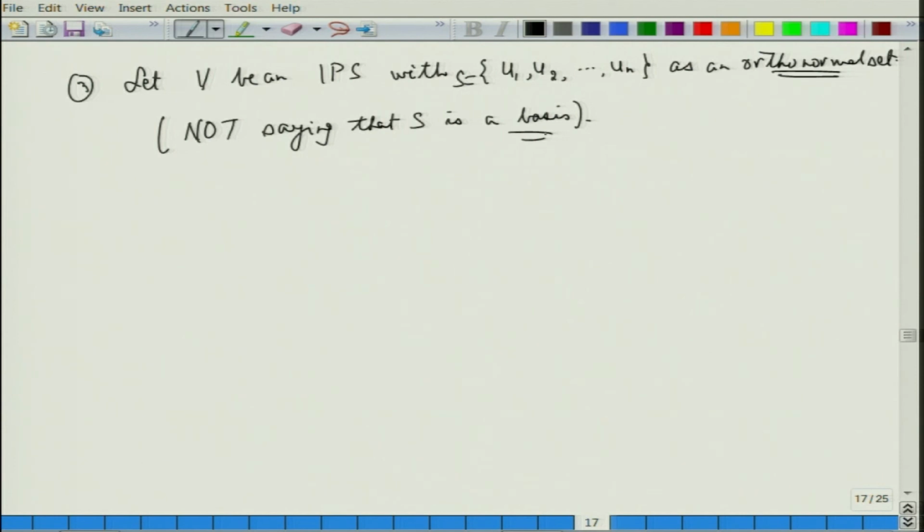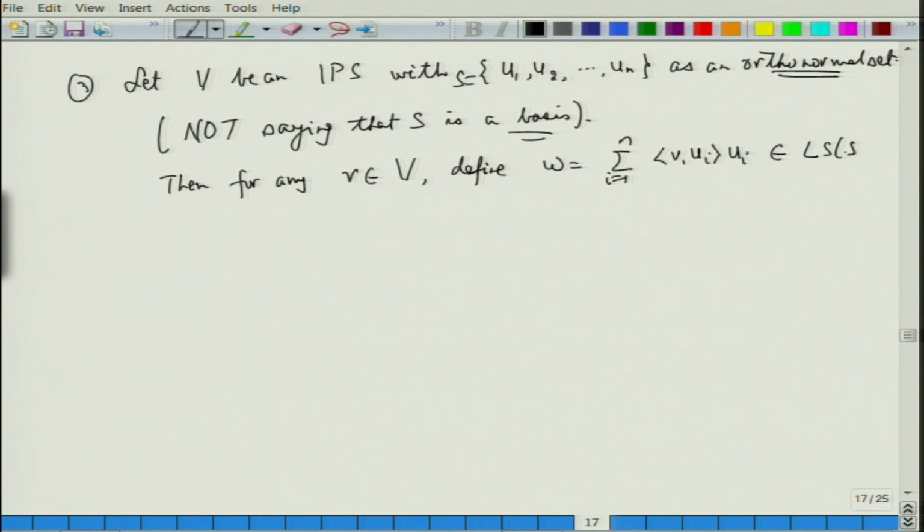Then what we are going to do is, let us look at this part. For any v belonging to V, define W equal to the summation I equal to 1 to n of v comma ui times ui. Then this belongs to the linear span of S, and V minus W is orthogonal to every element of S. So this is very important, this concept.